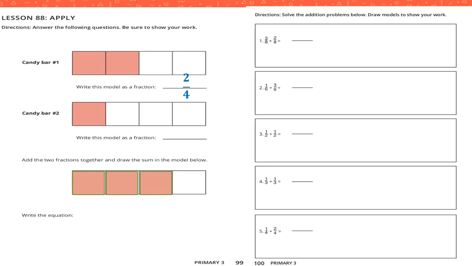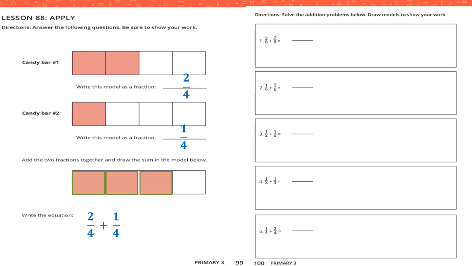Candy part 2. What is the fraction of this model? How many are colored out of the total of 4? So the fraction here is 1 over 4. Add the 2 fractions together. Add means plus. 2 over 4 plus 1 over 4.